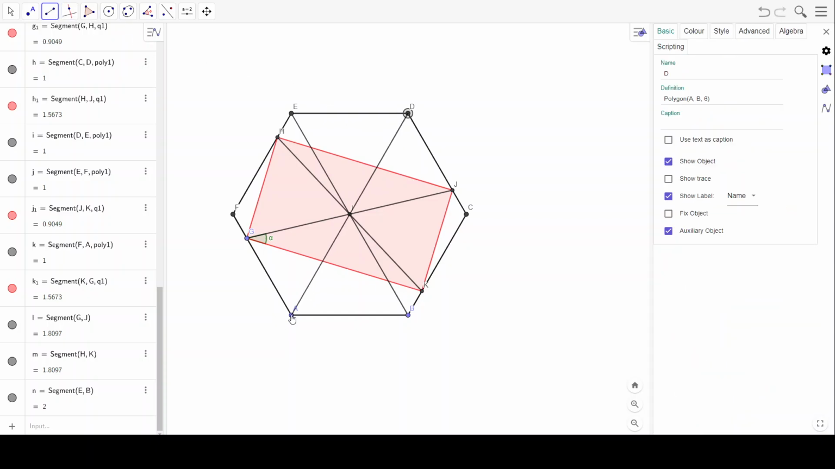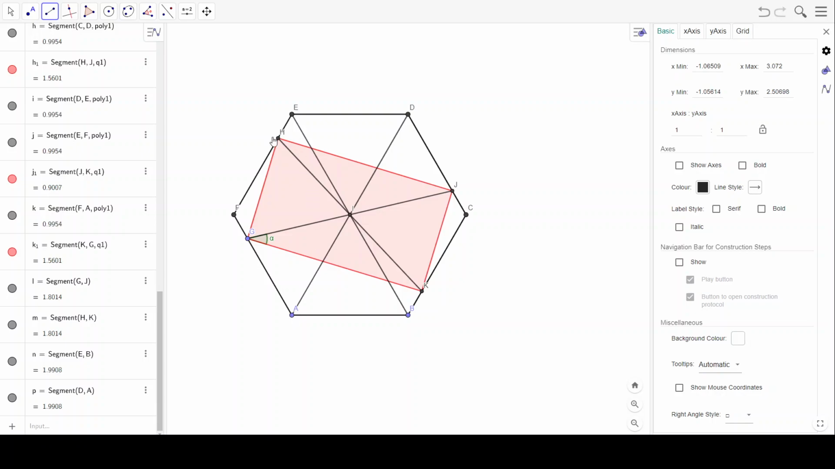diagonal, because HK is exactly cut in half by the point I, and these sides are also parallel, so BC is parallel to EF, so therefore this diagonal, which is halfway, also passes through I. And now you easily see that this is also the center of the hexagon. So they are concentric.